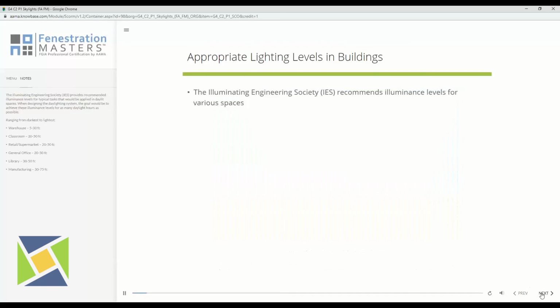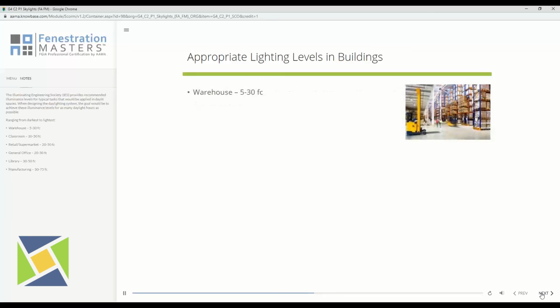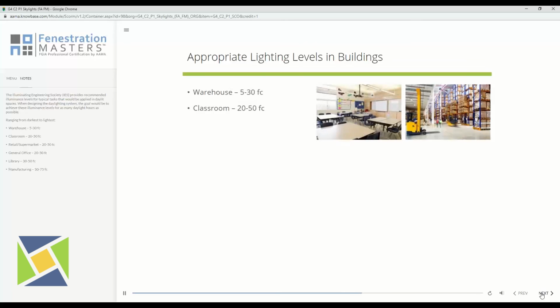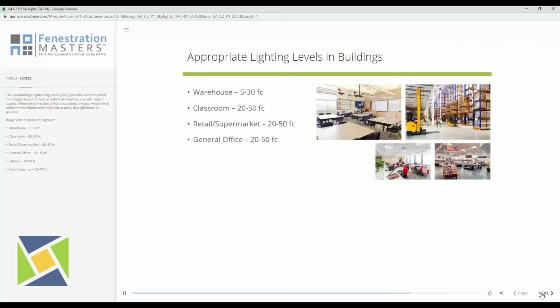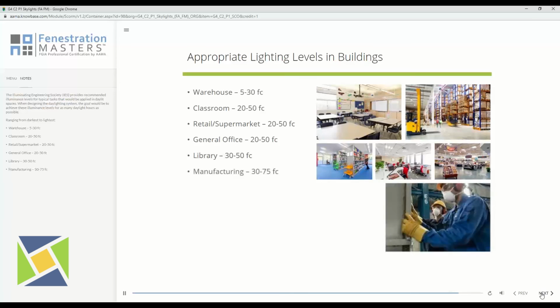The Illuminating Engineering Society, IES, provides recommended illuminance levels for typical tasks that would be applied in daylit spaces. When designing the daylighting system, the goal would be to achieve these illuminance levels for as many daylight hours as possible, ranging from darkest to lightest. Warehouse, 5 to 30 foot candles. Classroom, 20 to 50 foot candles. Retail or supermarket, 20 to 50 foot candles. General office, 20 to 50 foot candles. Library, 30 to 50 foot candles. And for manufacturing, 30 to 75 foot candles.